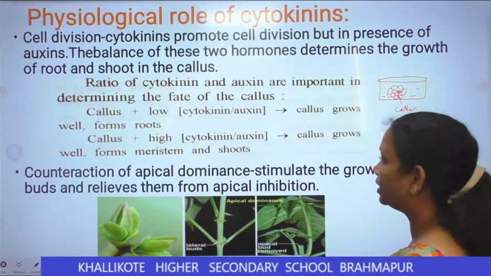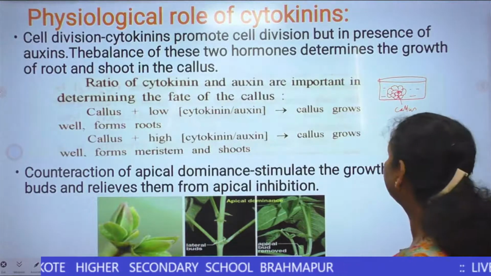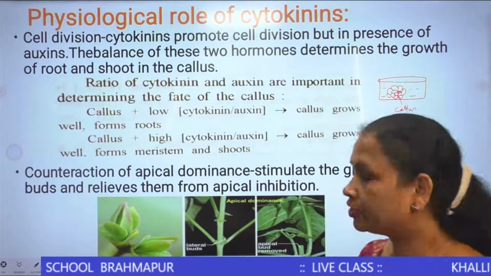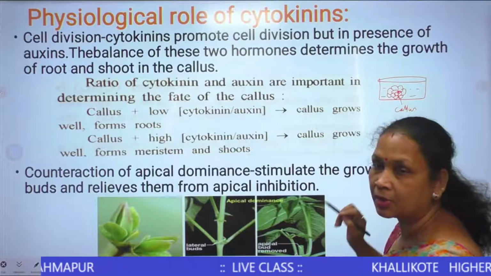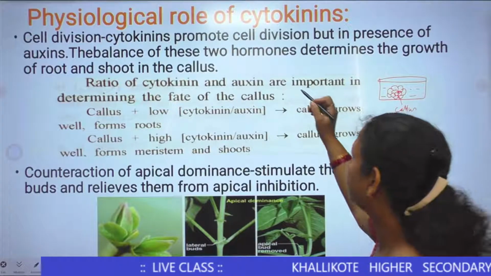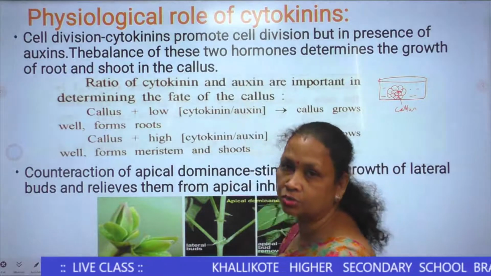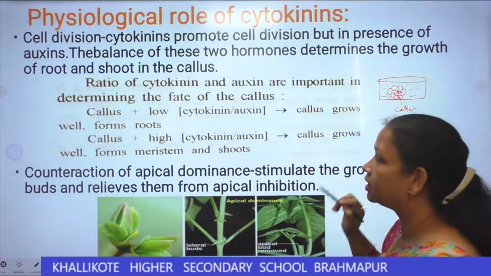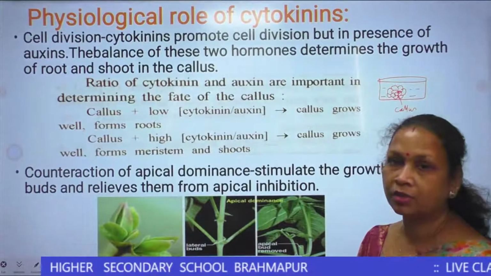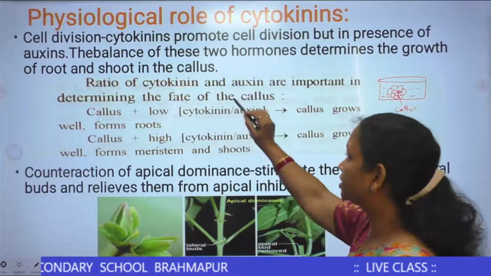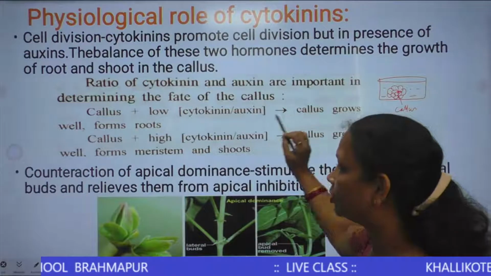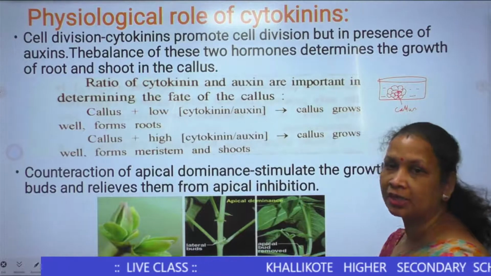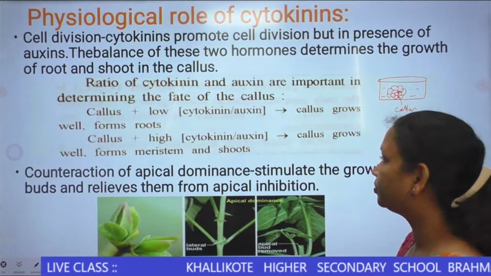So, this callus needs to be developed again into a small plantlet. When we are going to differentiate the callus into a small plantlet, there should be production of root and shoot. So, these two types of hormones, that is cytokinin and auxin, now play an important role. The ratio of cytokinin and auxin is important in determining the fate of the callus, what will happen to the callus and what is going to develop from the callus.